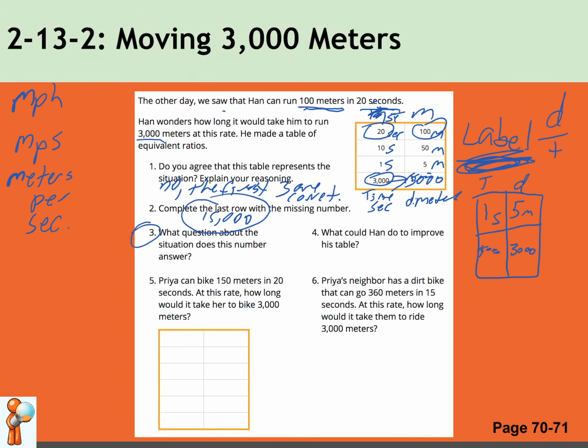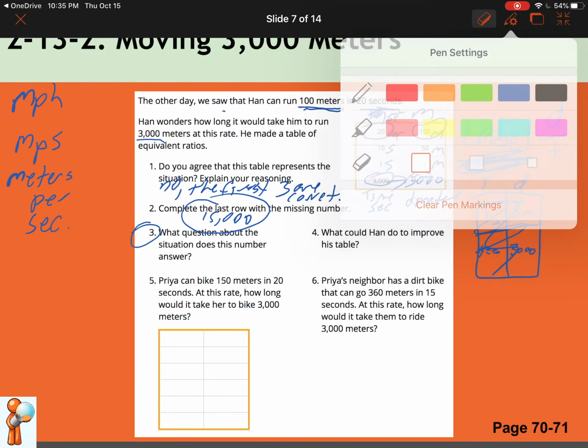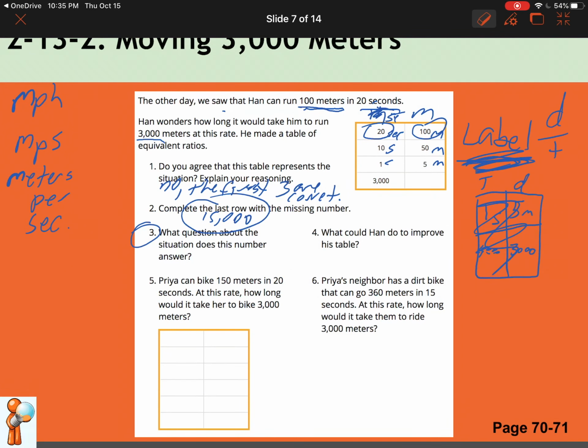So let's look at number 3. What question about the situation does this number answer? And in the case of up here, let me see if I can erase this. We multiplied 5 times 3 because we're crossing. Whenever you cross on your diagrams, you're multiplying. And that's where we got 15,000.